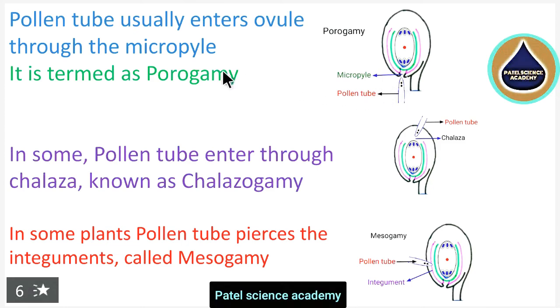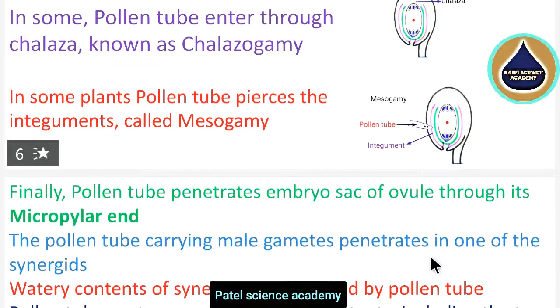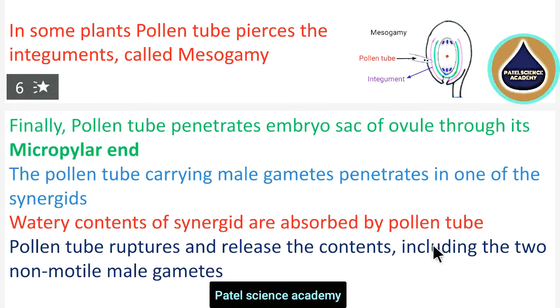So there are three modes of entry of the pollen tube into the ovule. First, porogamy, the entry of the pollen tube through the micropyle region. Second, chalazogamy, the entry of the pollen tube through the chalaza region. Third, mesogamy, the entry of the pollen tube through the integument region, from the middle, through this covering. So these are three types. I hope you have understood it.